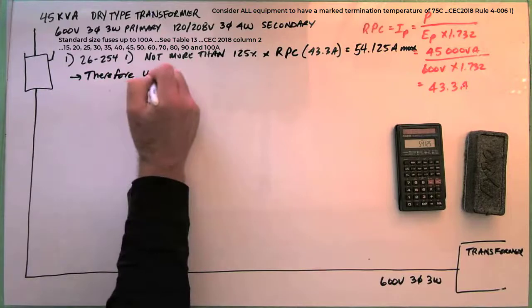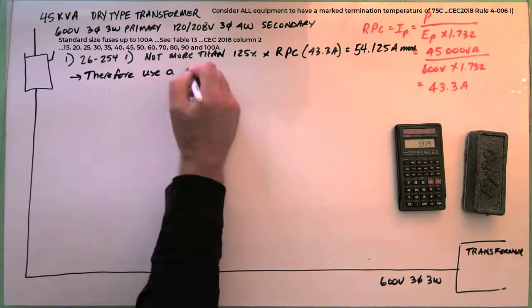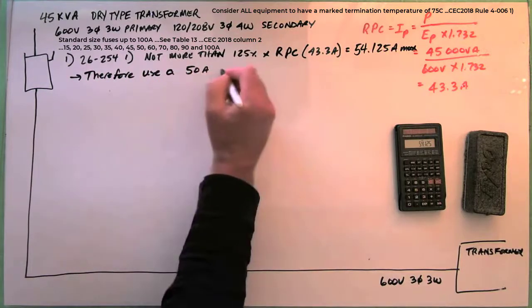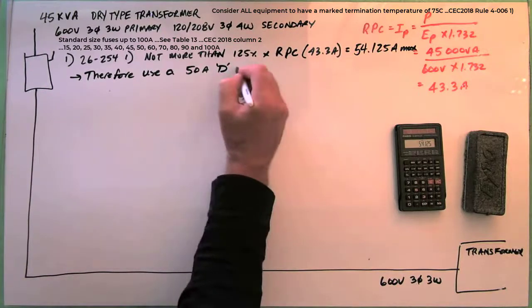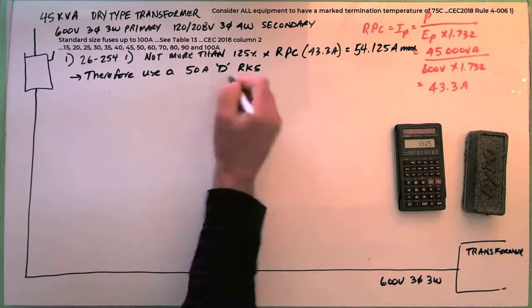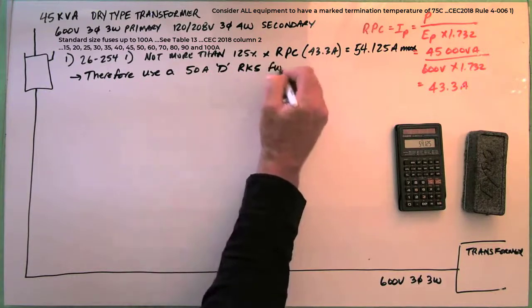Therefore, use a 50 amp D fuse. I'm going to put RK5 here, okay? RK5. So a D fuse, RK5.